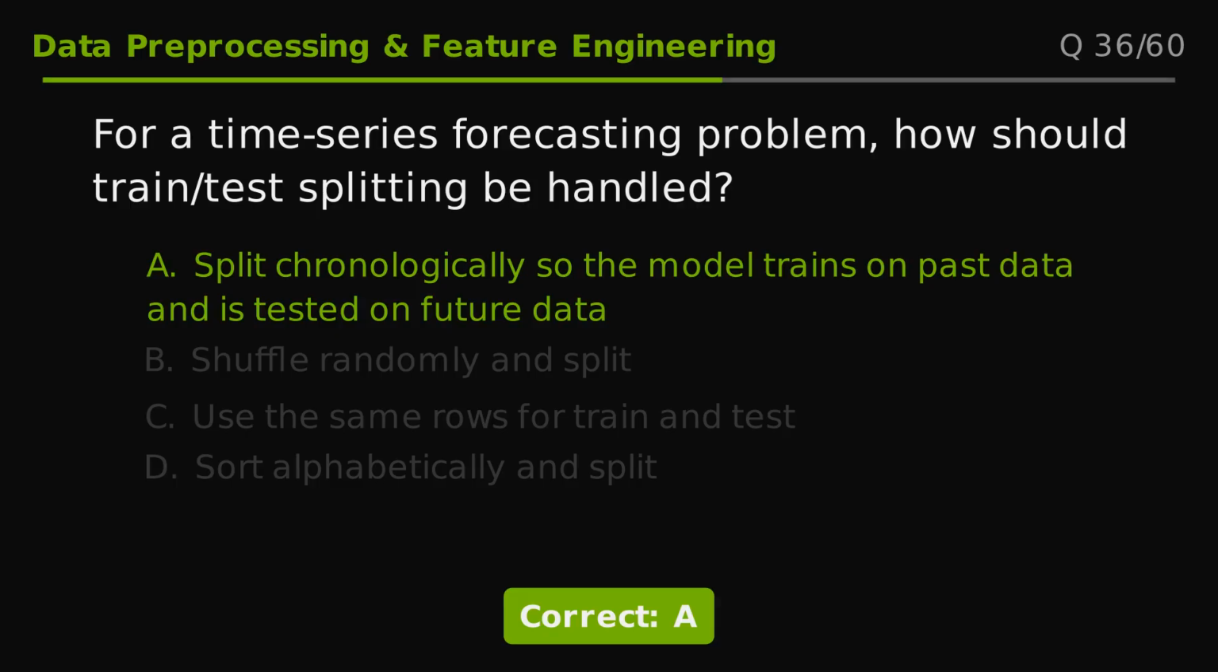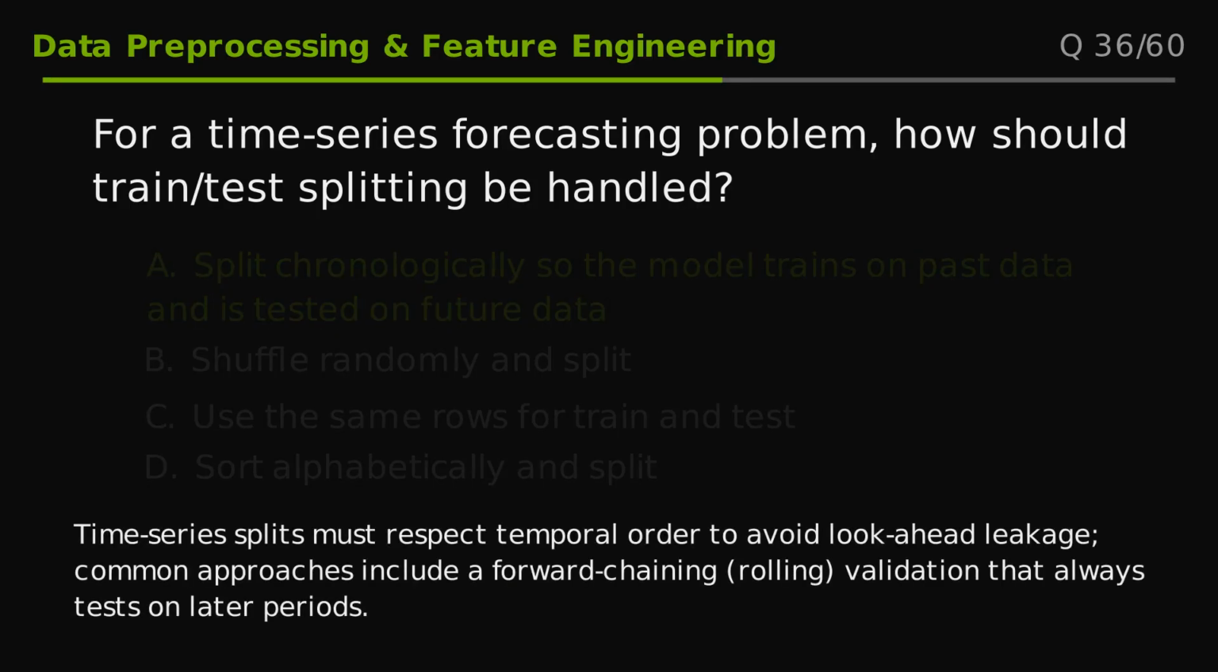The correct answer is A. Time series splits must respect temporal order to avoid look-ahead leakage. Common approaches include forward chaining and rolling validation that always tests on later periods.